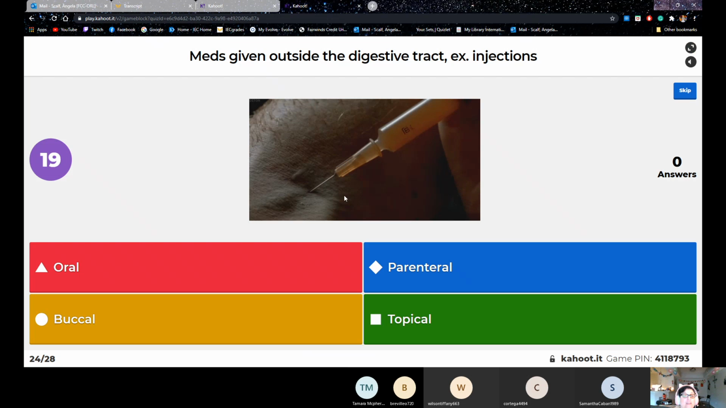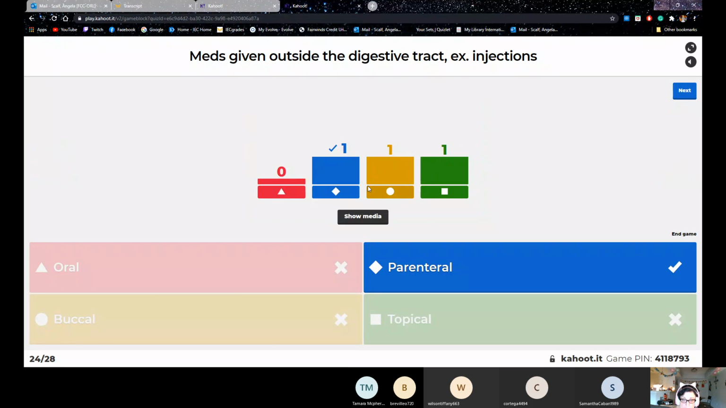Meds given outside the digestive tract. Now, we talked about this the other day. What did we call those? Yeah, that would be parenteral, meaning outside of the GI tract, into the muscle or into the vein, something that's going to have a really quick, fast response.